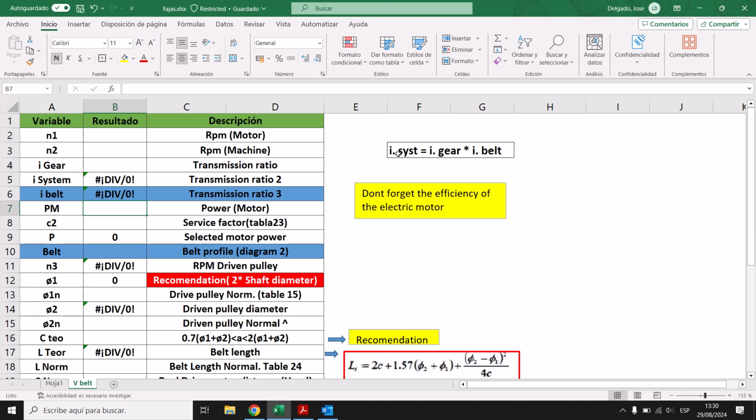And something about the ratio theory. In this case, it's for gear and belt for the system. But if you don't have it, it could be for gear and maybe not belt, maybe chain, maybe a different transmission system that you could have. So this is in case you don't know how to calculate the ratio of the system. This is an idea. Okay.